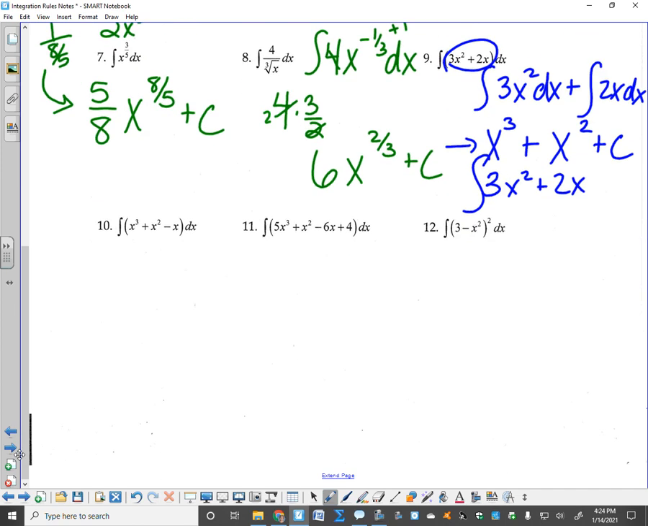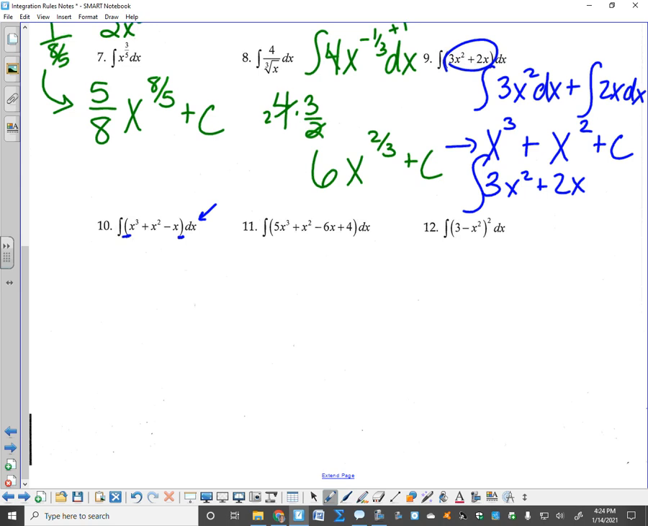Okay, number 10, I want to point out how these have parentheses and have the dx outside. The dx can't just go with the last term. It has to go to everything in the integral. So it's a really good notation that is not nice, it's a have-to. So you have to have those parentheses with the dx on the end.